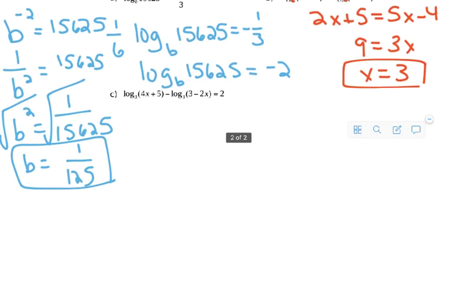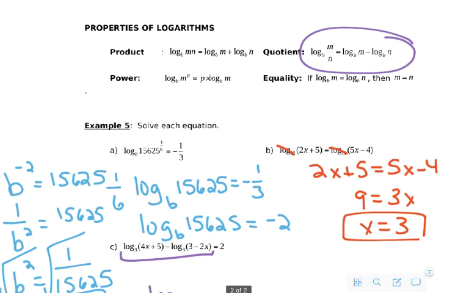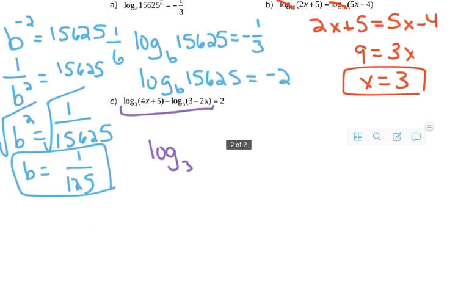In part C, I want you to notice that I have 2 logs being subtracted. In order to simplify this expression, I'm going to rewrite this using one of the properties up here. And the property I'm going to use is the quotient property. When you have 2 logs with the same base being subtracted, you can rewrite them as a division problem. And it's a particular order. The 4x plus 5 has to be in the numerator, and the 3 minus 2x has to be in the denominator. Now I've combined it into a single log.